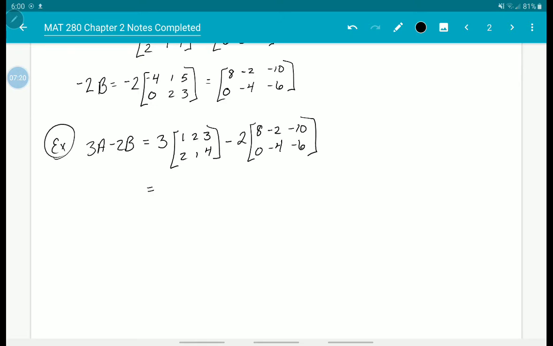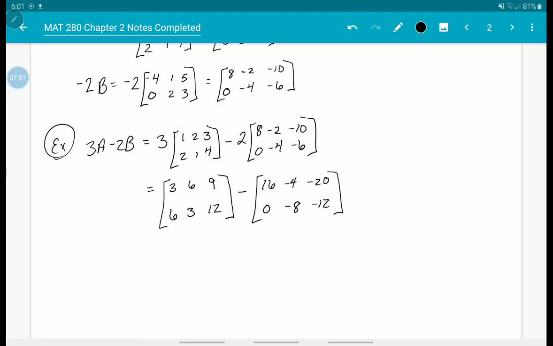So there's your setup, and your rules are the same as if we were just dealing with real numbers. Order of operations still applies. We would want to do the scalar multiplication before we dealt with the subtraction. So if we were to multiply that 3 in, we would have that matrix, subtract, and I'm going to multiply that positive 2 in since I'm keeping the subtraction here. So 16, negative 4, negative 20, 0, negative 8, and negative 12.